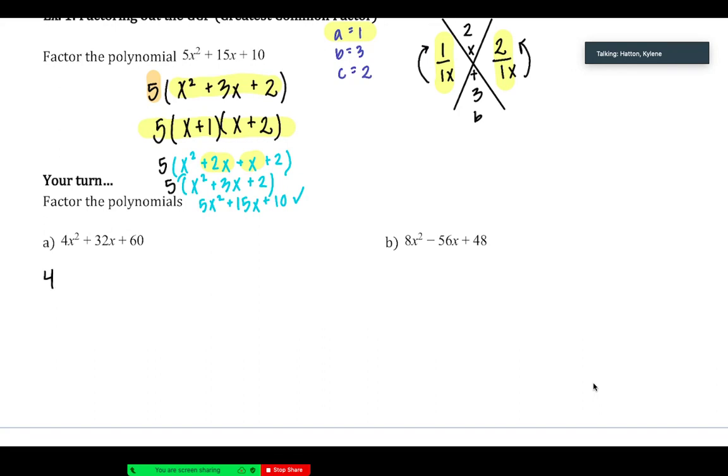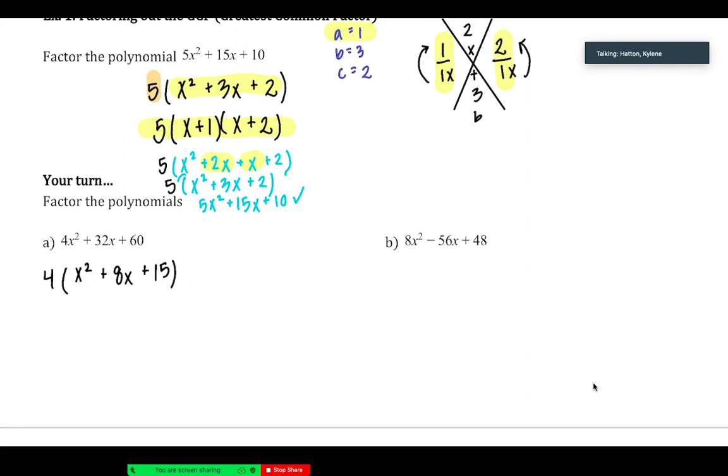So I'm going to pull it out in front. Remember that factoring something out is basically dividing it out, but you just leave it in front. So 4x squared divided by 4 leaves me with x squared. 32x divided by 4 leaves me with 8x. And 60 divided by 4 leaves me with 15. You can always use the distributive method, where you think what would I need to multiply it by to get back to what I originally had, or you can think of dividing. It's totally up to you and what clicks more for you. So now I have 4 times x squared plus 8x plus 15.